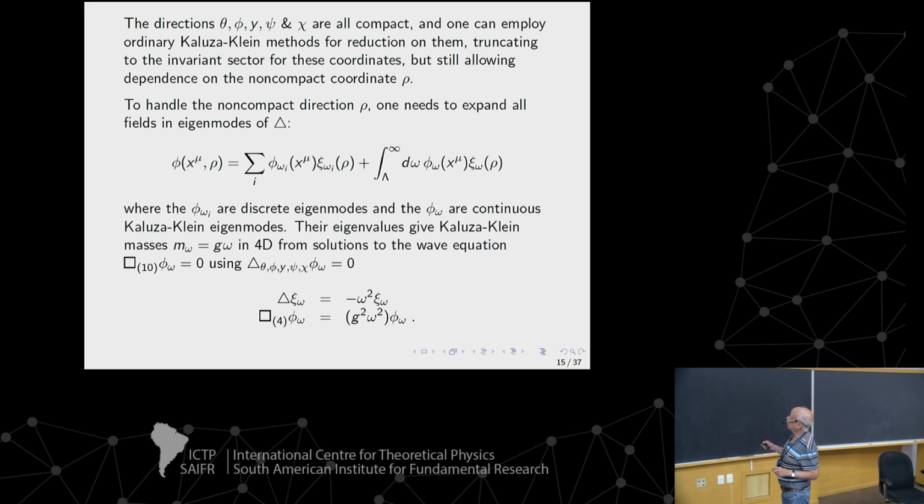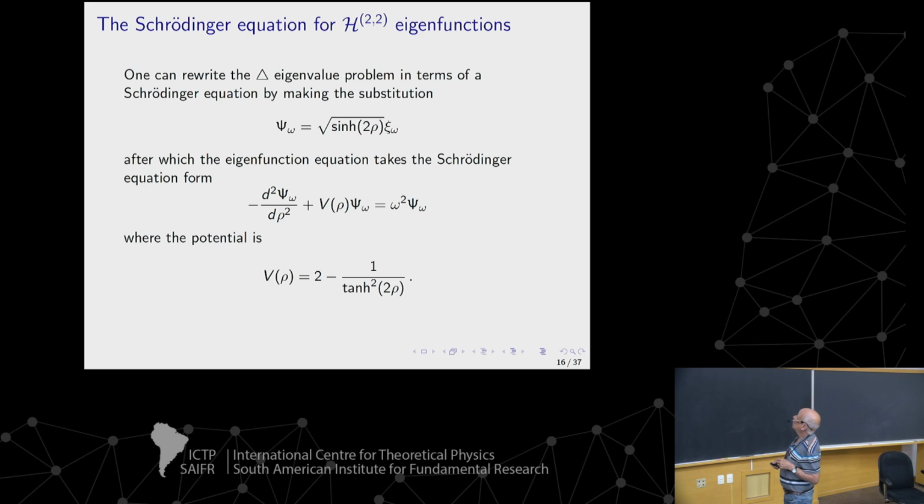So this is the problem, you see. You have to solve that del psi is minus omega squared psi. This is the Sturm-Liouville problem. And then you have a four-dimensional D'Alembertian with masses g squared omega squared, mass squared. Okay, so now let's look at this particular case for Salam-Sezgin.